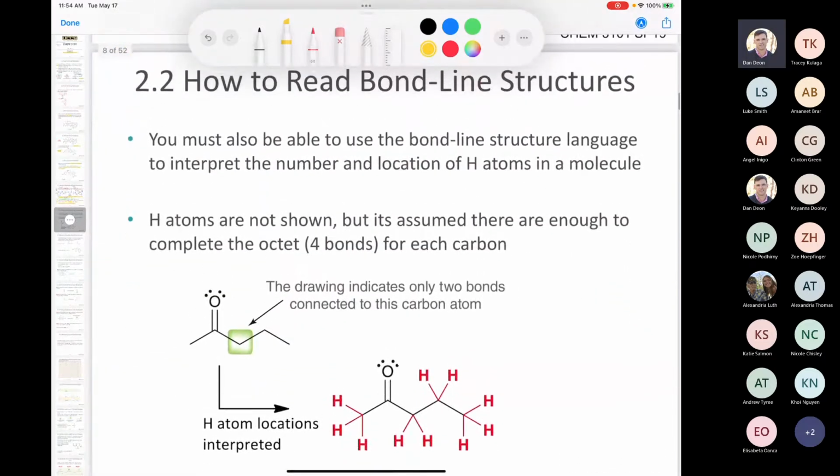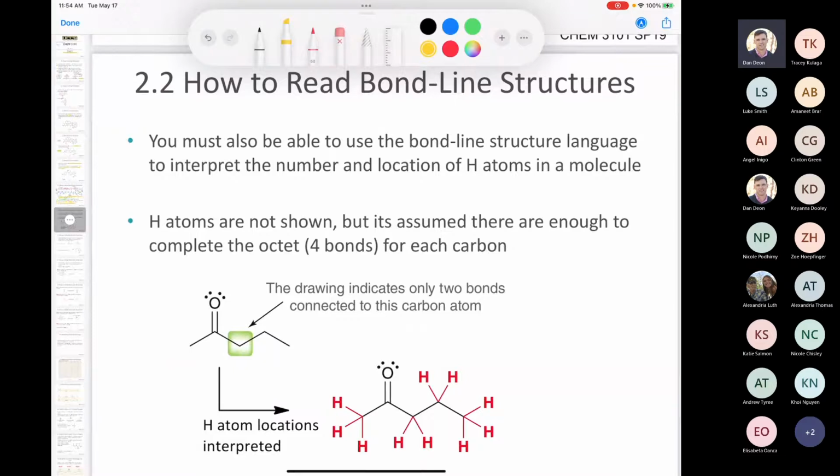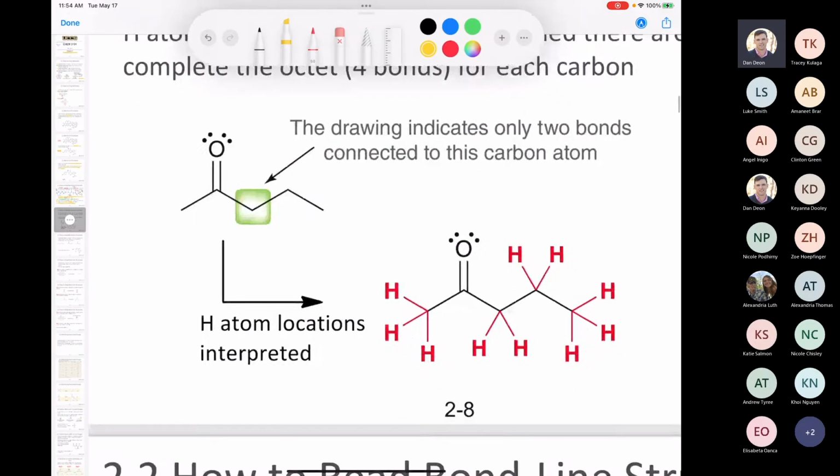It says here, you must also be able to use the bond line structure language to interpret the number and location of hydrogen atoms in a molecule. Hydrogen atoms are not shown, but there's always assumed to be enough hydrogens to complete the octet of every carbon. If we look at this compound here, this is called 2-pentanone. If we just focus in on this carbon, and I'm repeating myself here, this carbon has 1, 2 bonds attached to it. Therefore, it is implied that there are 2 more hydrogens attached to it that we don't show in the bond line structure, but they are there.